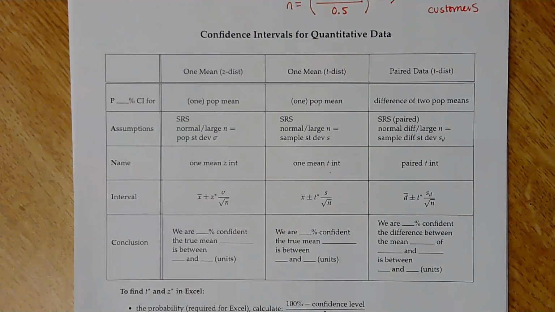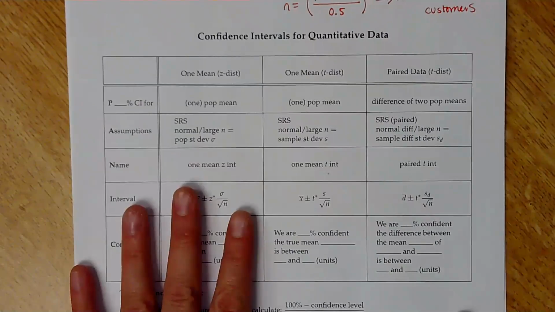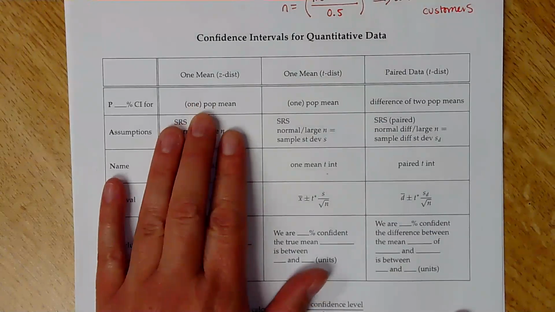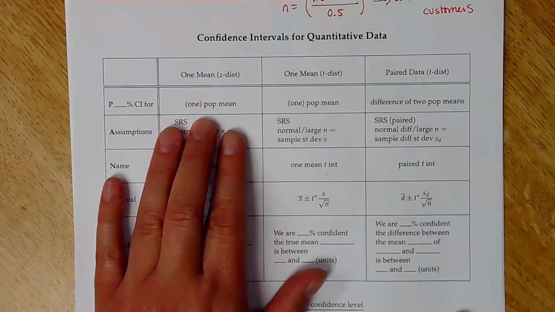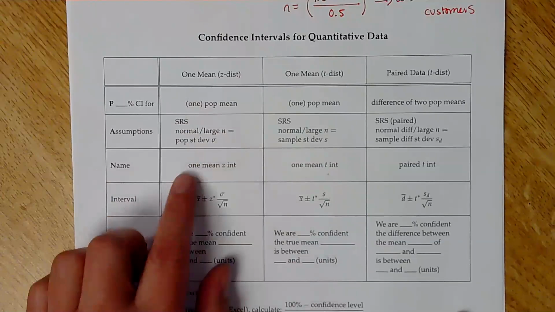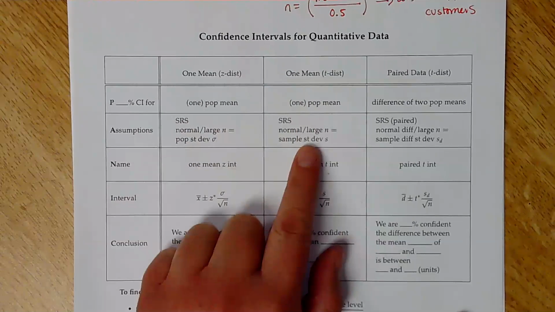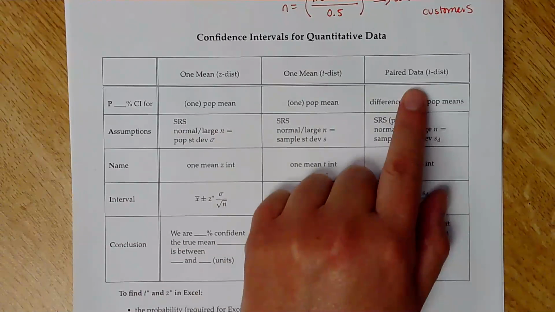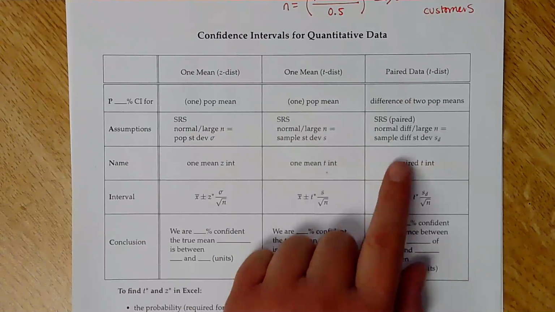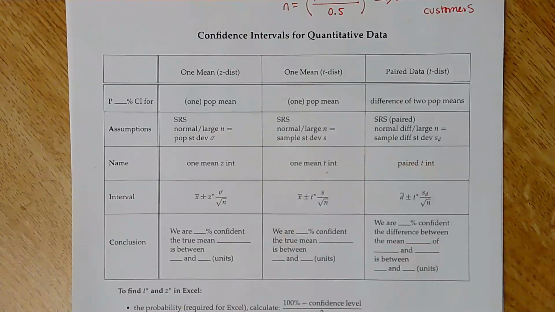So I have all three of the processes we've learned. So we have the one mean z interval, and that was if you have your population standard deviation. We did the one mean t interval, and that's if you have your sample standard deviation. And now we're going to look at a paired t interval. And so this is the difference of two population means.